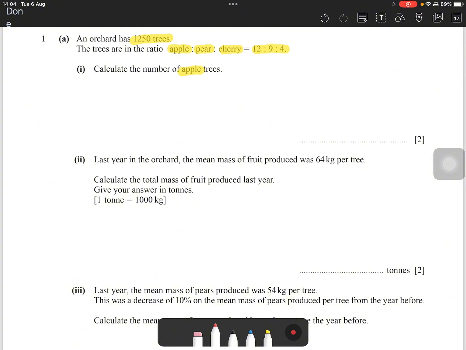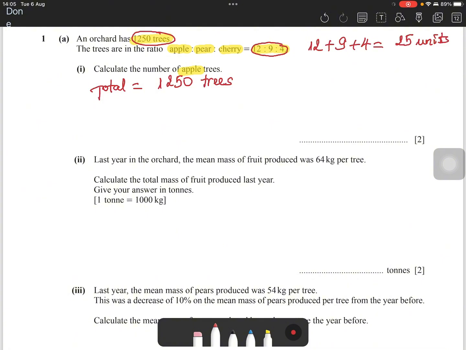So first of all, we see that the total is 1,250 trees. This is the total number of trees. And the total number of units is 12 plus 9 plus 4, which is 21 plus 4 equals 25 units. So 25 units is corresponding to 1,250 trees. And the apple is 12 units. So 12 units is corresponding to how many trees?